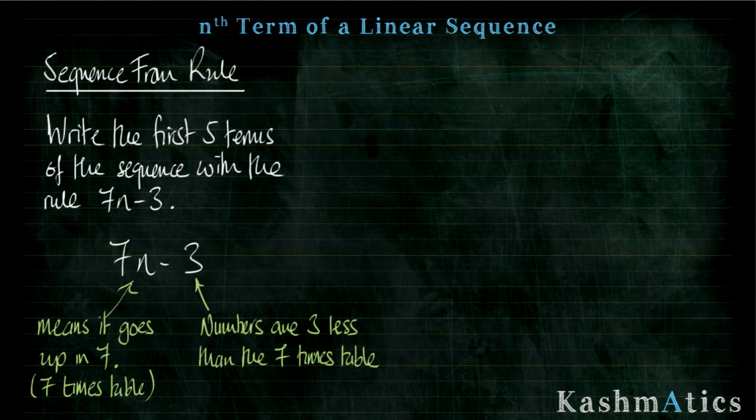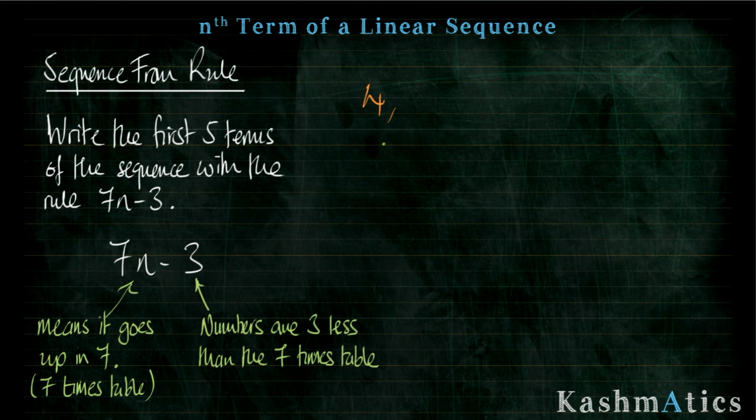Now, what we're going to do next is work out the sequence from the rule. And what I want to do is write down the first 5 terms of the sequence with the rule 7n minus 3. So if you think about this, the 7n part tells us which times table it has something to do with. So we know this sequence has got something to do with our 7 times table. And the minus 3 tells us every number is 3 less than the numbers in the 7 times table. So the first number in the 7 times table is 7. But we're going to have 7n take away 3, so the first number is going to be 7 take away 3, which is 4. Okay, so 4 is 3 less than the first number in the 7 times table.